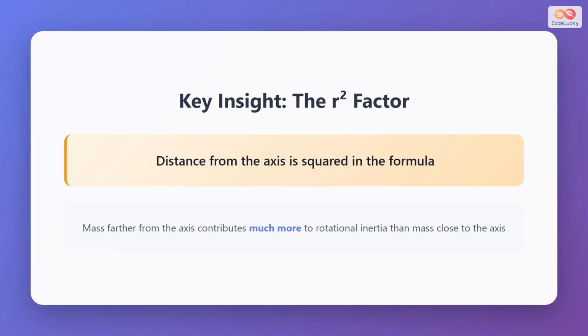Here's a crucial insight. Distance from the axis is squared in the formula. This means that mass located farther from the axis contributes much more to the rotational inertia than mass close to the axis. For example, if you double the distance of a mass from the axis, its contribution to moment of inertia increases by a factor of 4. This squared relationship makes the distribution of mass extremely important in rotational motion.